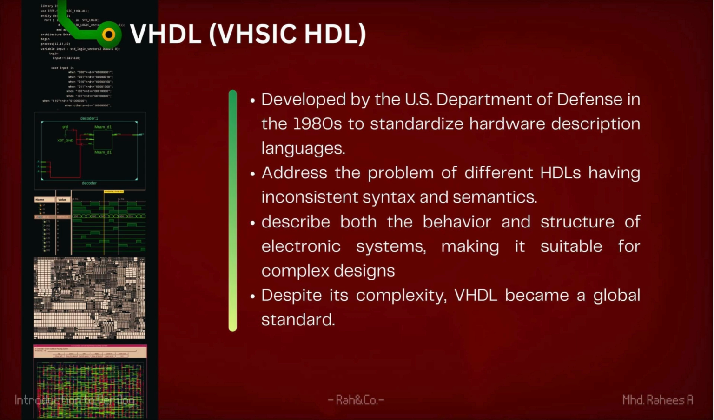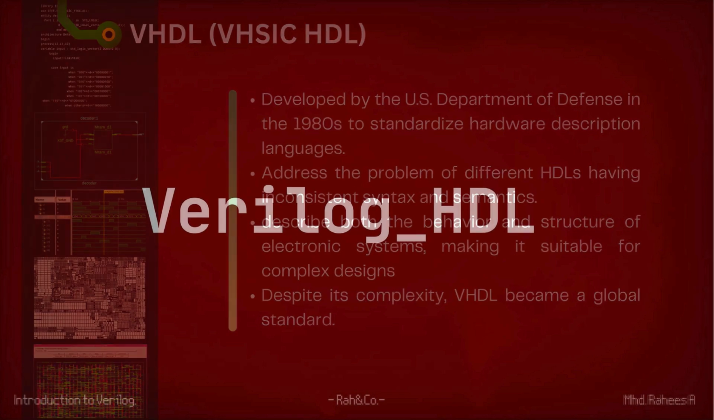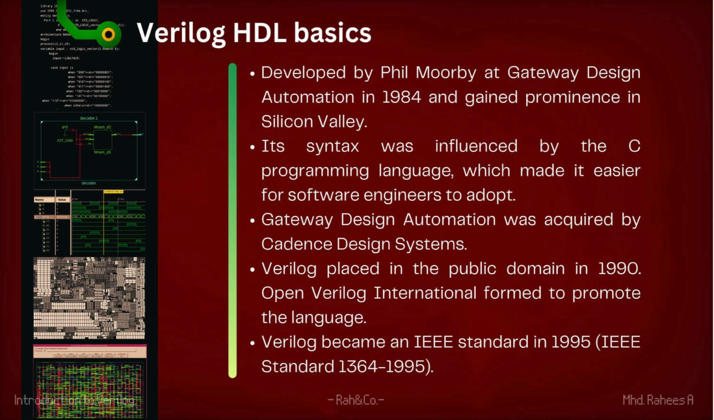Meanwhile, in Silicon Valley, another HDL was quietly rising to prominence: Verilog. Developed by Phil Moorby at Gateway Design Automation in 1984. Its syntax was influenced by the popular C programming language, making it easier for software engineers to adopt. Gateway was later acquired by Cadence Design Systems, which placed the language in the public domain in 1990. Open Verilog International was then formed to promote the Verilog HDL language. In 1995, Verilog was made an IEEE standard HDL and is described in the Verilog Hardware Description Language Reference Manual.